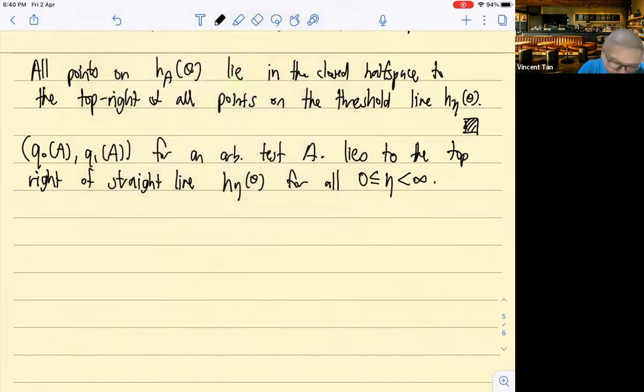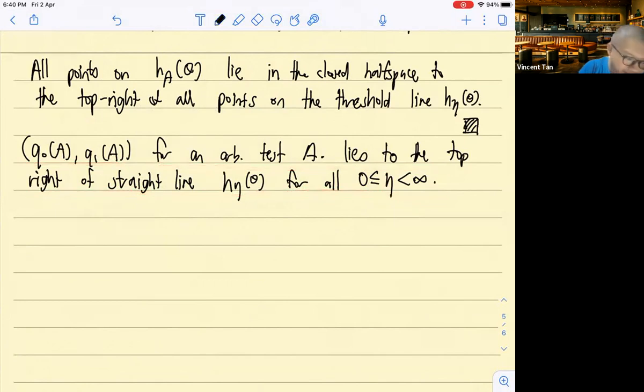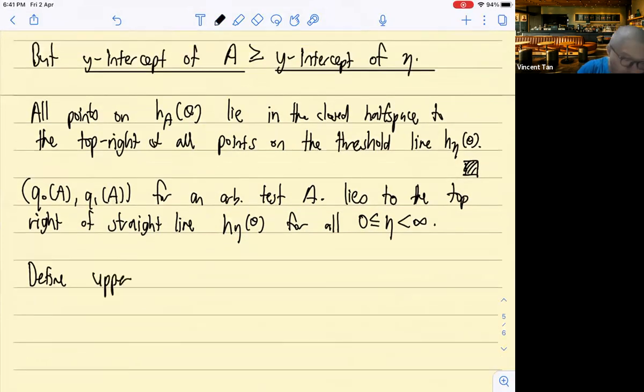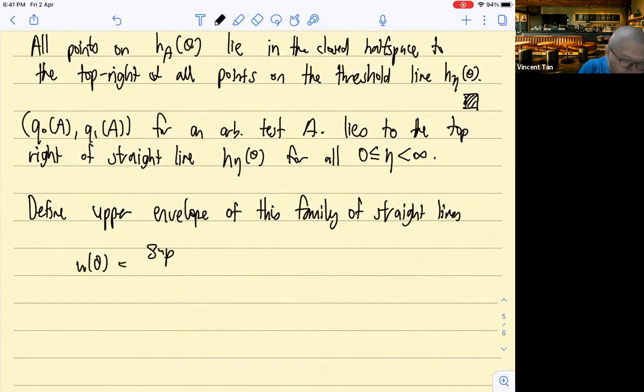All right, so what we can say is that a point for any arbitrary test lies to the top right of a straight line for all eta. And so we can define the upper envelope of this family of straight lines as u of theta, which is equal to sup over 0 less than or equal to eta less than infinity of h of eta theta.